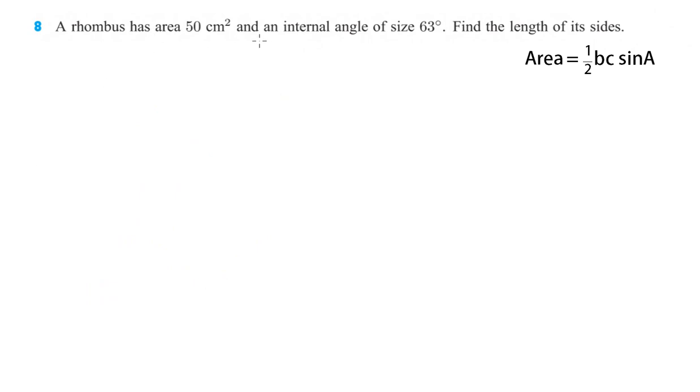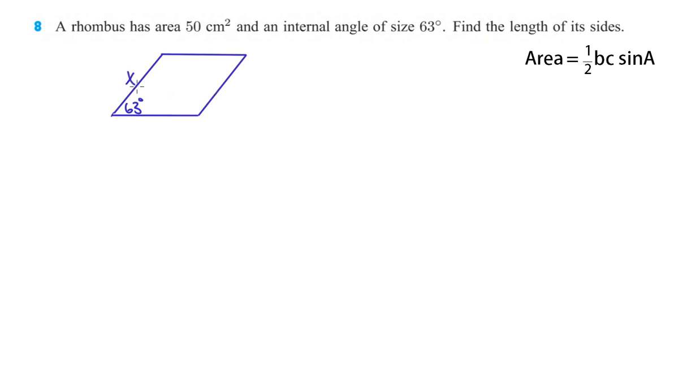A rhombus has an area of 50 square centimeters. So let's draw a rhombus. Remember, a rhombus is a squished square. So that means all the side lengths are the same, but they're not all 90-degree angles anymore because it got a little squished. Okay. That's not the best drawing, but you get the idea. So now the area of this thing is 50 square centimeters, and the internal angle size is 63. So we know that one of these is going to have to be 63. So it's probably going to be that one, right? Find the length of its side.